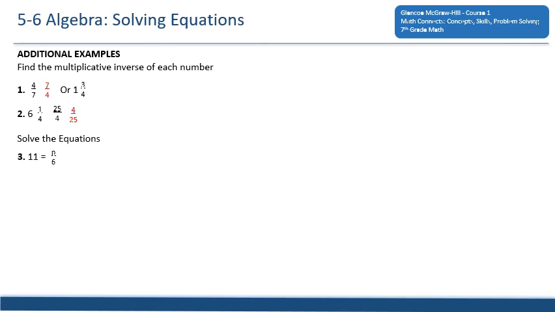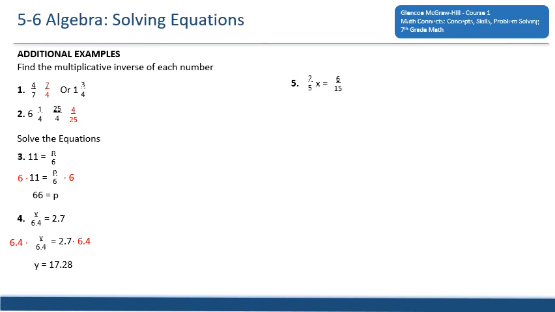Solve the equations. 11 equals p divided by 6. So we're going to multiply each side by 6. We get p by itself, and we get p equals 66. y divided by 6.4 equals 2.7. So we're going to multiply each side by 6.4, which undoes the division on the left side to get y all by itself. And we get y equals 17.28.